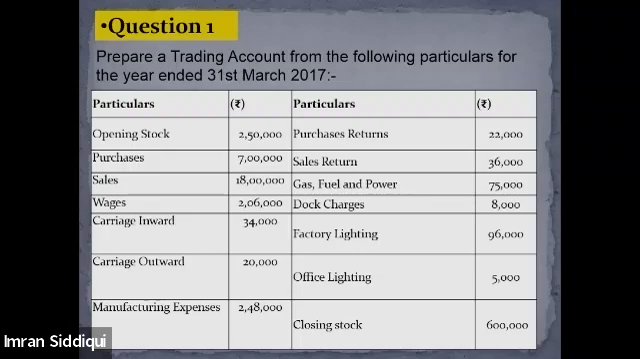In this question also, we need to prepare the trading account, provided with so many items this time. Opening stock, purchase, sales, wages, carriage inward, carriage outward, manufacturing expense, purchase return, sales return, gas, fuel, power, dock charges, factory lighting, office lighting, closing stock.